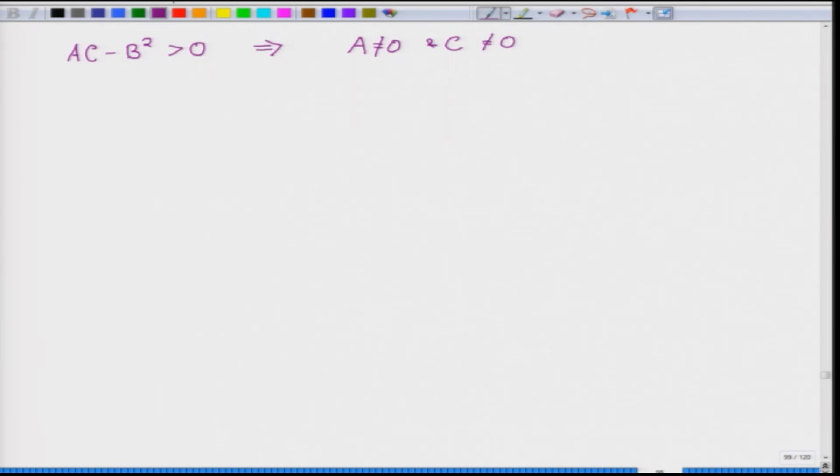Okay. Now, once I know they are not 0, I will make a small manipulation of g(x,y), knowing that a is not equal to 0 and c is not equal to 0. I will write this as x square plus 2b axy plus c by a whole square.